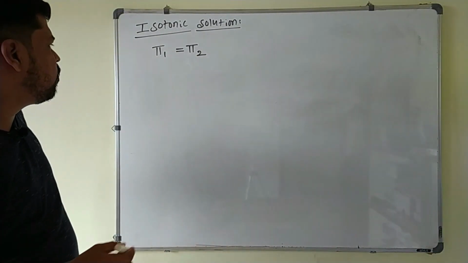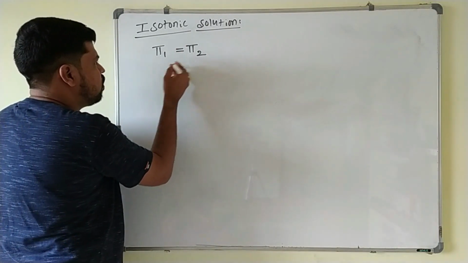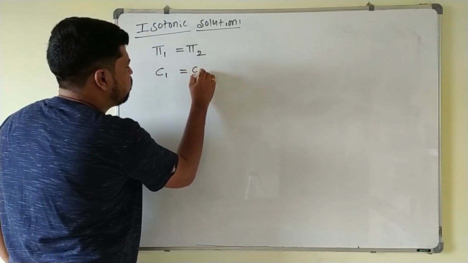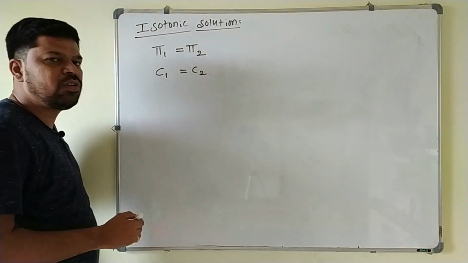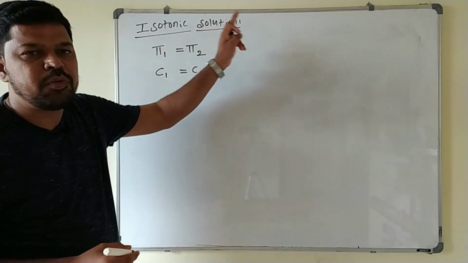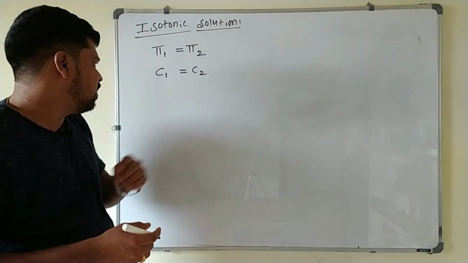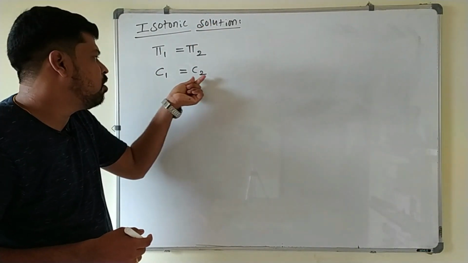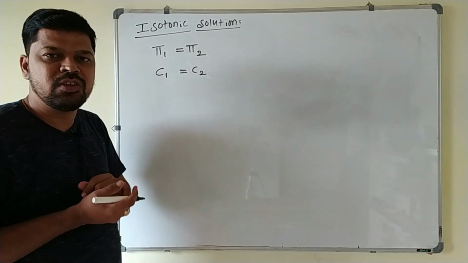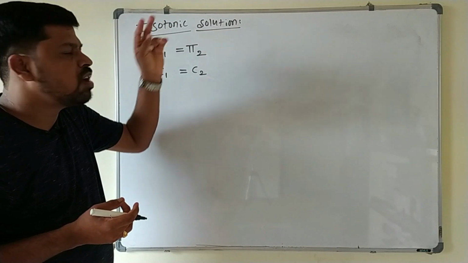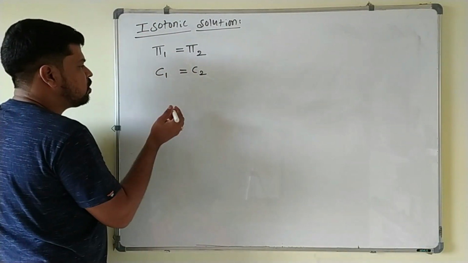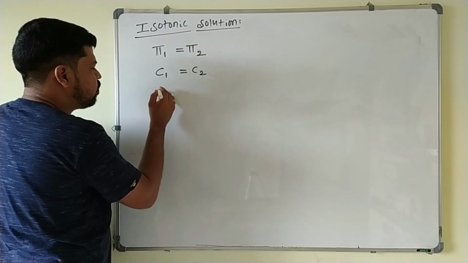Since π1 is equal to π2, these two solutions must have the same concentration. C1 must be equal to C2. Osmotic pressure is directly proportional to molarity, we know that. So this concentration term is nothing but molarity here. The molarity of this solution must be equal to the molarity of this solution. Then those are called isotonic solutions here.